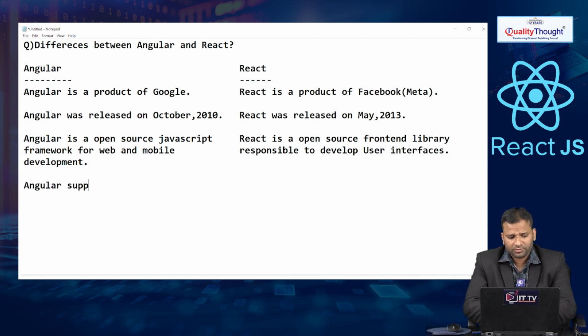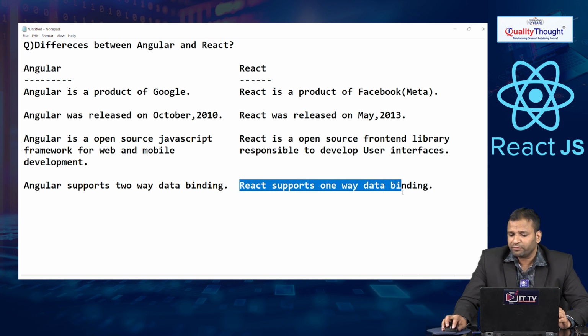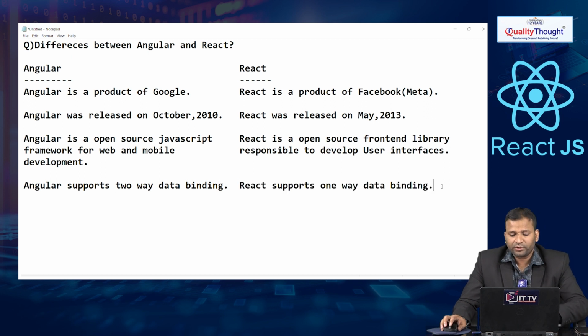Angular supports two-way data binding. React supports one-way data binding. See, many people say Angular is better because it supports two-way data binding, while React supports only one-way data binding. It is not like that. React also supports two-way data binding. So we need to follow some approach for that. That thing we will see in detail later.